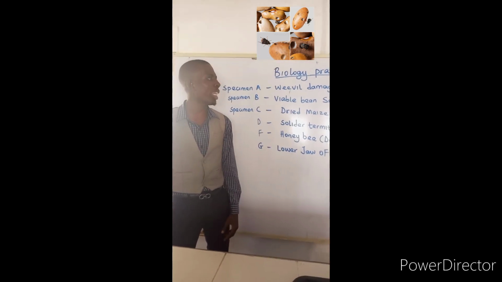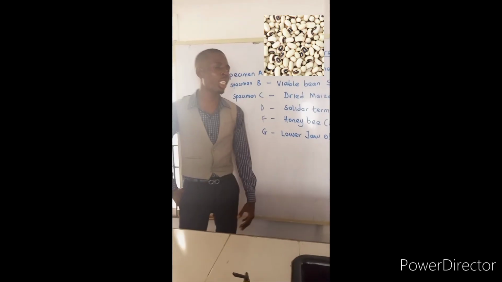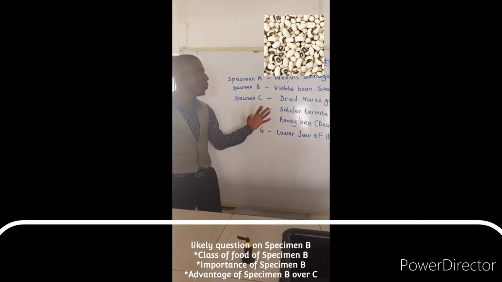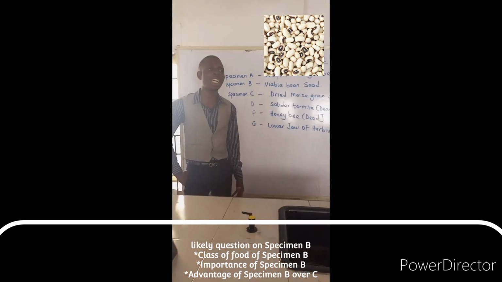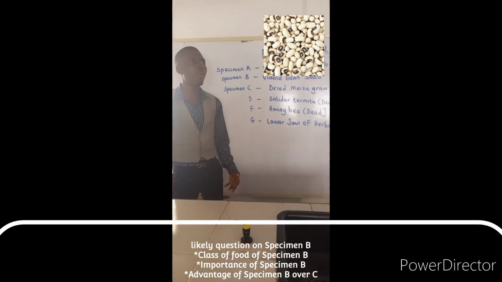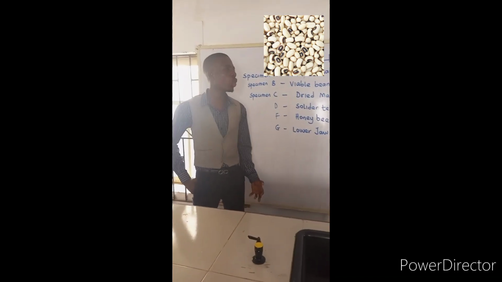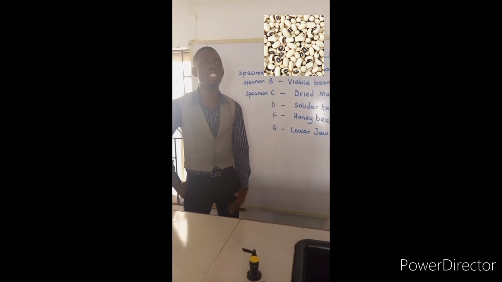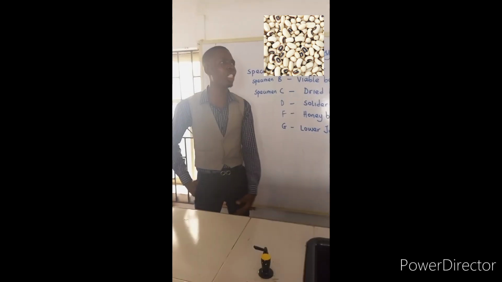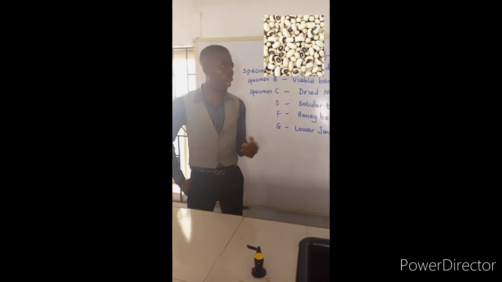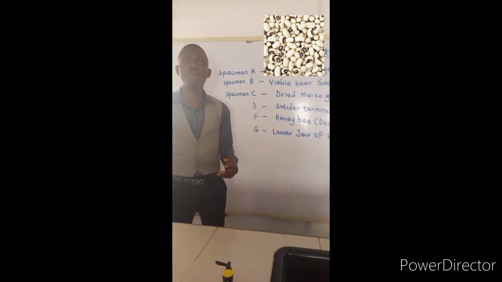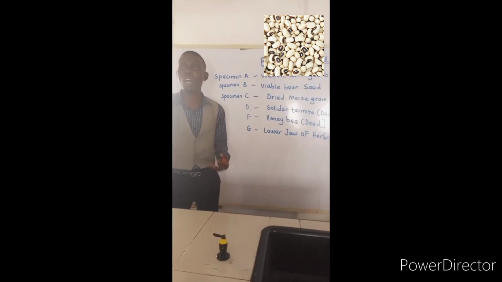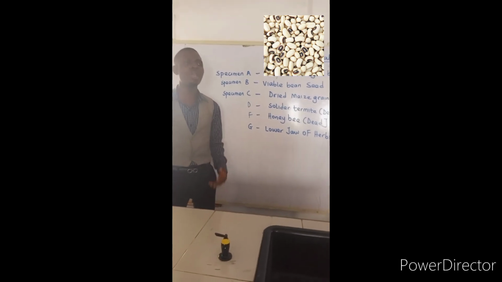Now, the next question they can ask is on specimen B. On specimen B, we have the bean seed. The likely question from specimen B: what type of food is beans? Beans belongs to a class of food known as protein. They can ask us for the deficiency of proteinous food. One of the deficiencies of proteinous food is kwashiorkor. Apart from that, they can also ask for the biological importance of specimen B. Specimen B is protein.